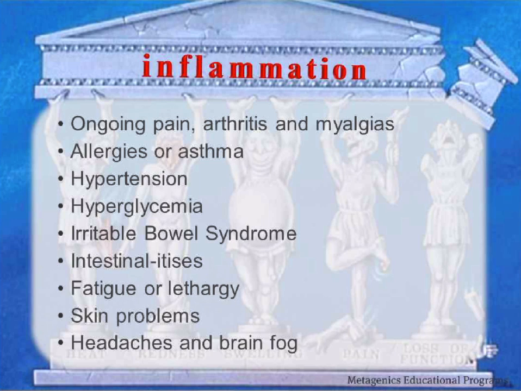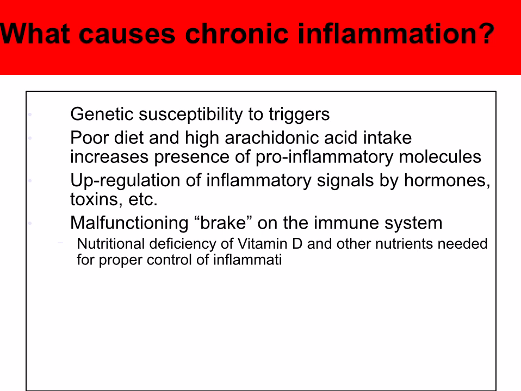And the symptoms of chronic inflammation differ vastly from those of acute. Instead, we can see persistent aches and pains, allergies, blood pressure and blood sugar imbalances, bowel disturbances, fatigue and skin-related issues, and generally just an overall feeling of being unwell. So how does one develop chronic inflammation?